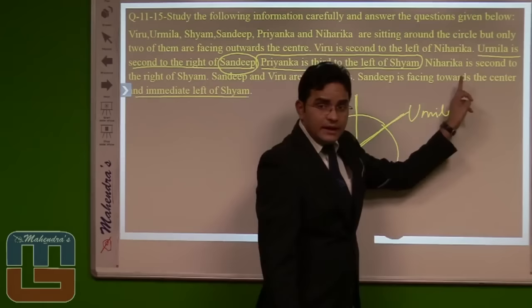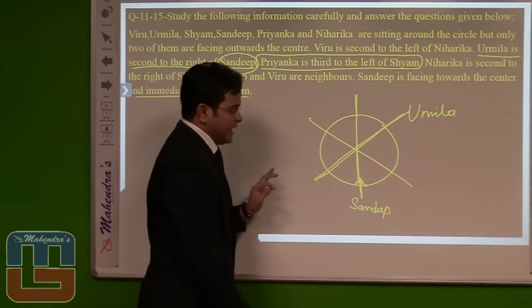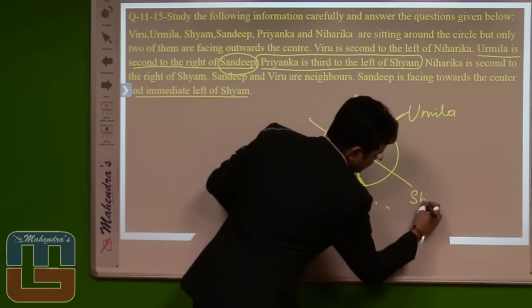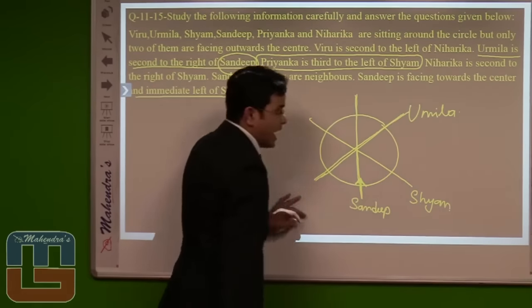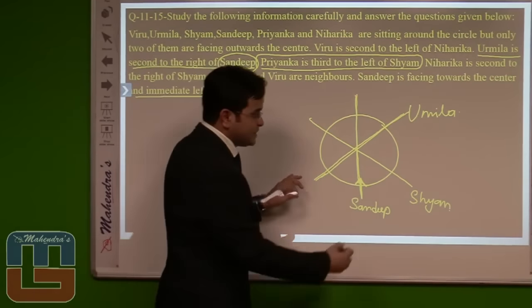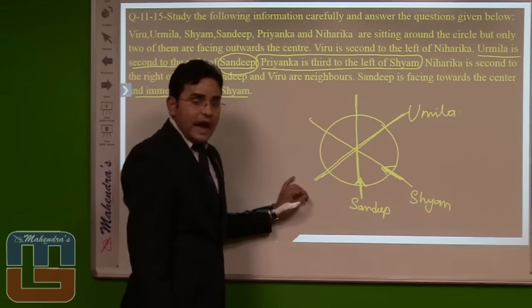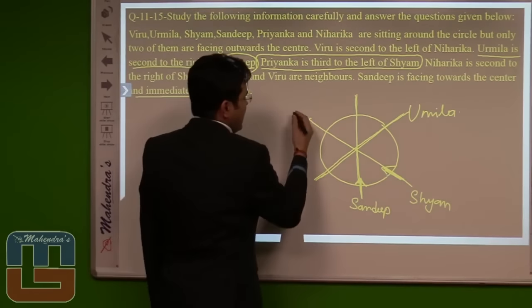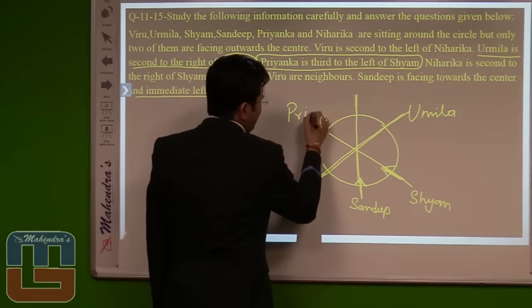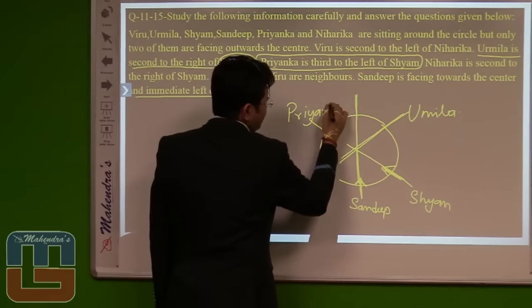Sandeep is facing towards the center and immediate left of Shyam. It means Shyam is definitely here. And immediate left of Shyam, it means that Shyam is facing towards where? Shyam is facing towards center. And who's opposite of Shyam? Priyanka. Priyanka is opposite of Shyam.